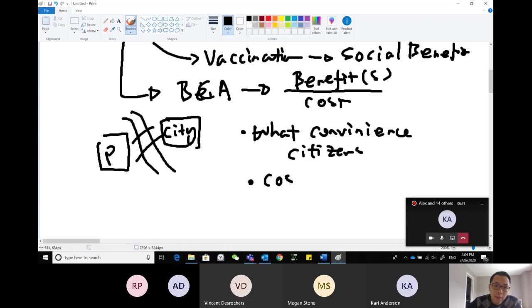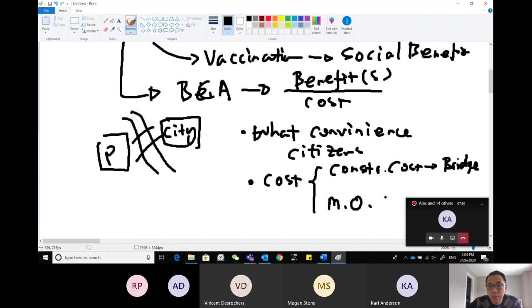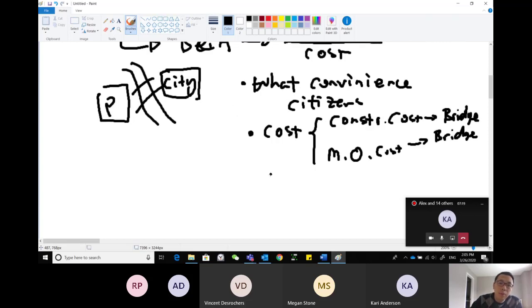The cost of this project will basically be the construction cost of the bridge itself, and then I would say the maintenance and operating cost of the bridge. This part is relatively easy to quantify. The cost part is easy to quantify.